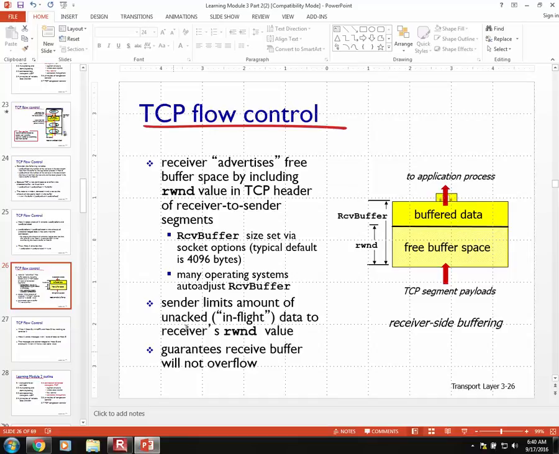Sending limits. The sender limits the amount of unacknowledged in-flight data to the receiver's RWND value. So basically, the sender tries not to send more packets than can fit in this free buffer space. And this guarantees the receive buffer will not overflow.